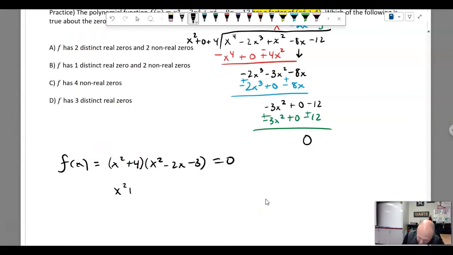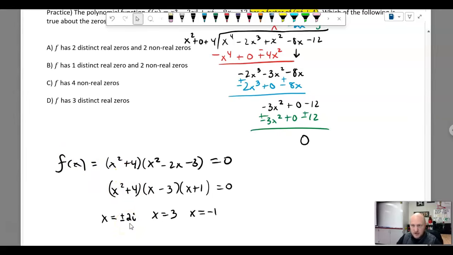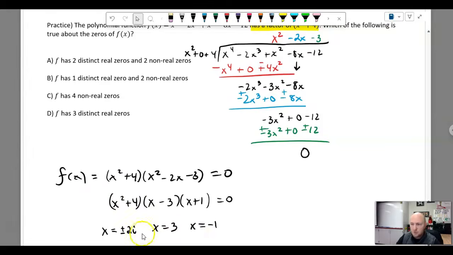Okay, hopefully you went ahead and factored your first binomial there. That's a sum of squares. You cannot factor that. Your second binomial here looks like we have x minus 3, x plus 1. And so we're going to get 3 and negative 1 as zeros. And that x squared plus 4 here is going to give us x equals plus or minus 2i. When I set this equal to 0, I move that 4 over, it's a negative 4, and so when you take the square root, it's imaginary. So the answer here is 2 distinct real zeros. These are different. If they were the same, it would only be 1 distinct real 0. But they're different. So 2 distinct real and 2 non-real zeros.